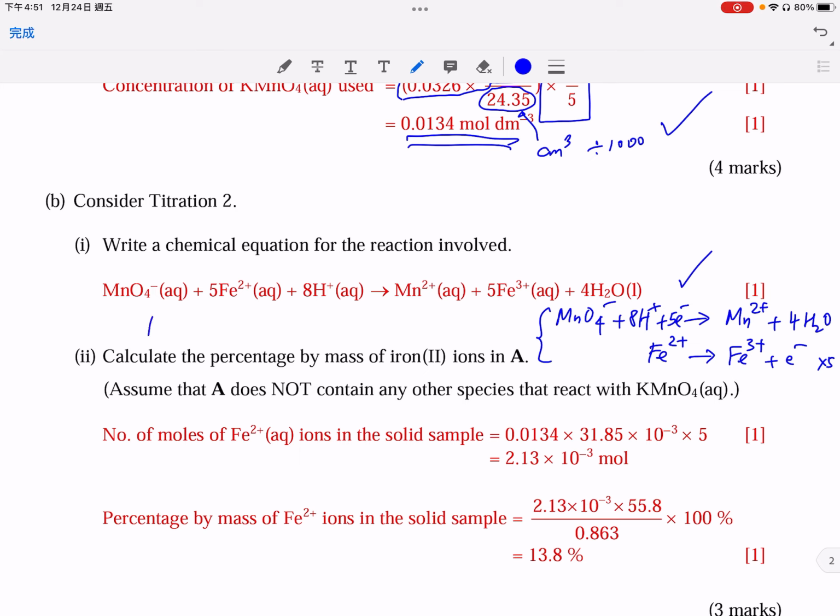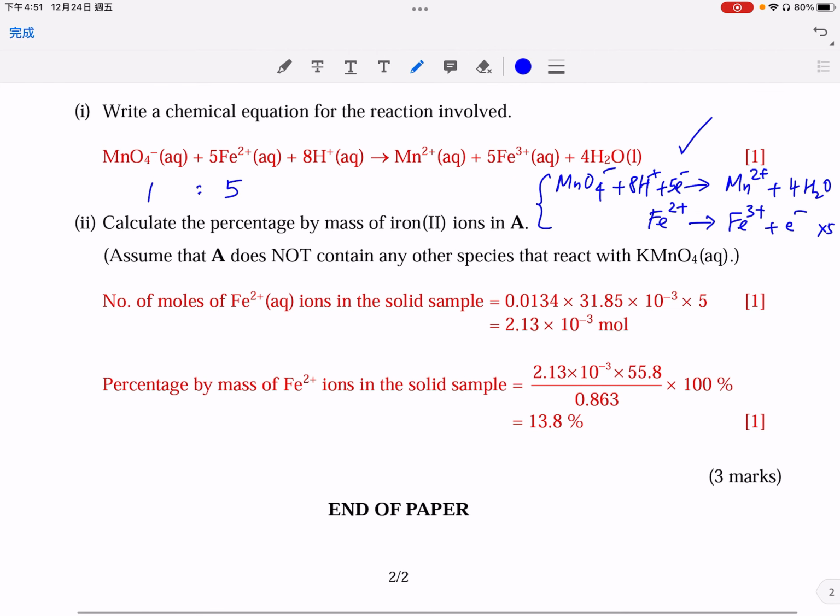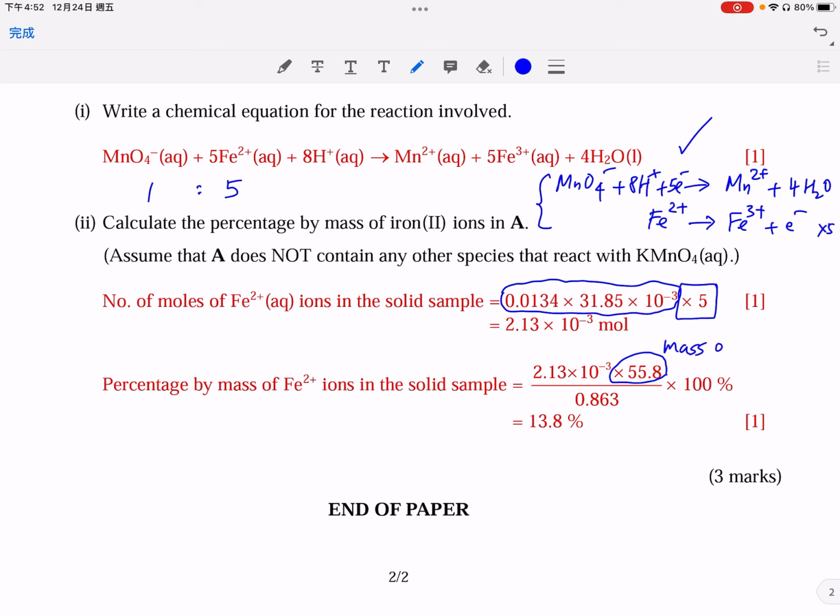From the balanced chemical equation, you found that these two key reactants react in the mole ratio 1:5. That's why in part 2, there is a step like this, okay? You have to multiply the number of moles of permanganate by 5, and this is just the number of moles of Fe2 plus. Of course, later on, you have to multiply it by the molar mass of Fe. Therefore, it gives the mass of Fe2 plus ions. Of course, I mean this whole expression.